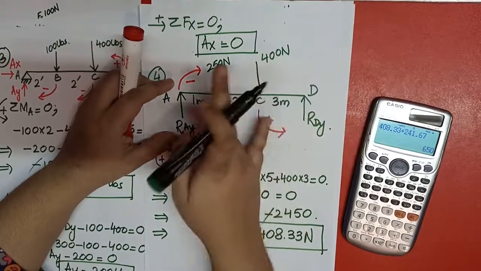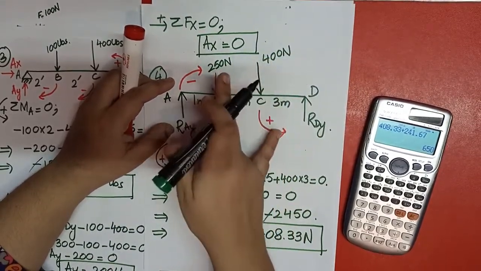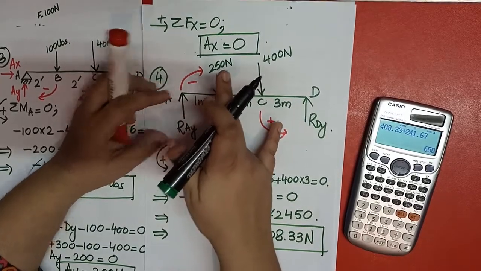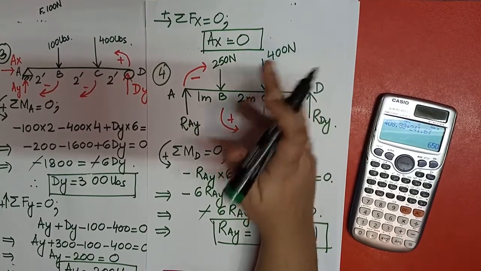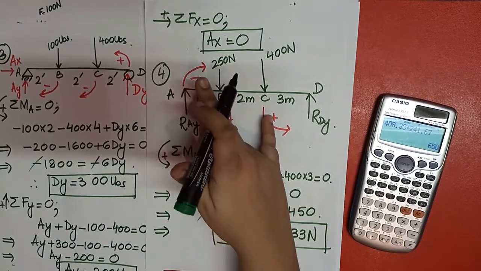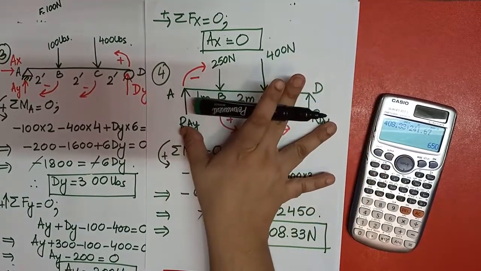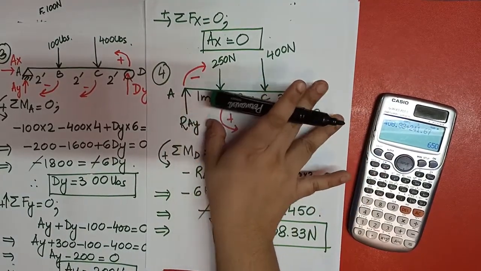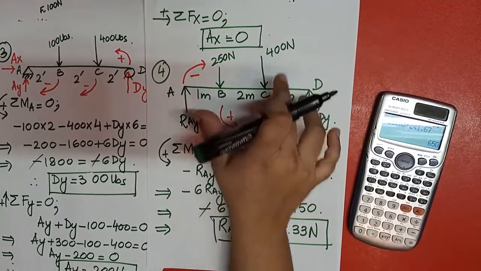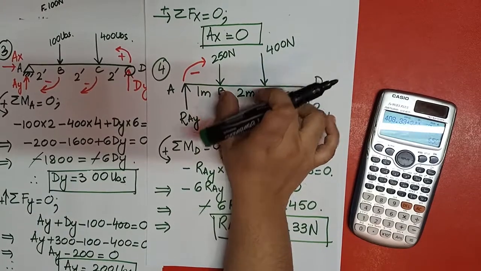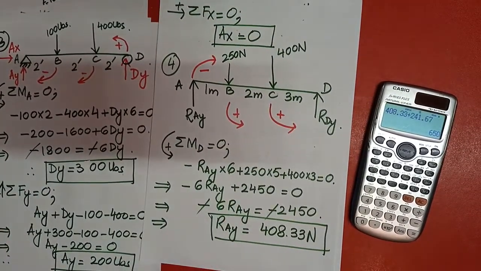And if a higher weight or force is near to RAY, the value of RAY should be high, and if it is away from RAY, the value of RAY should be small, but the value of RDY will be greater. But ultimately, when you achieve the equilibrium condition, when you sum up RAY and RDY, it should be equal to the sum of all the forces which are acting on the beam. So this is the way how you can calculate support reactions.